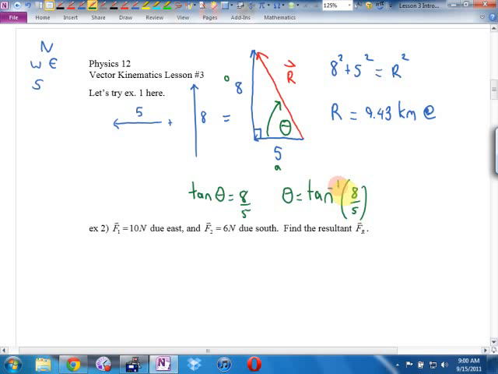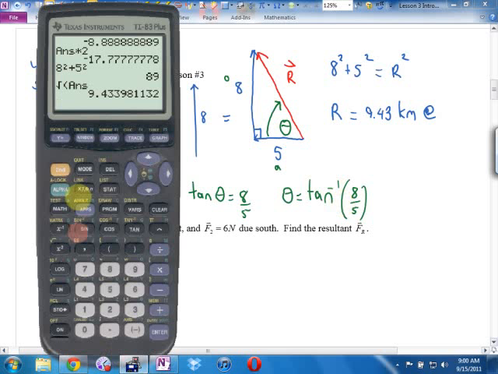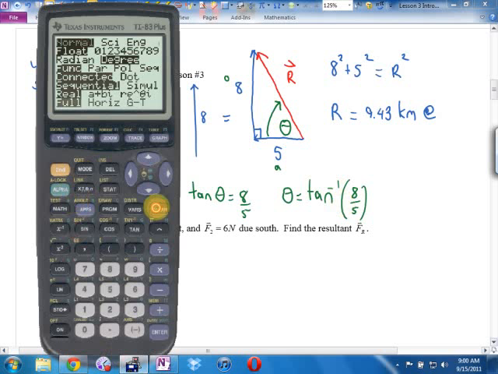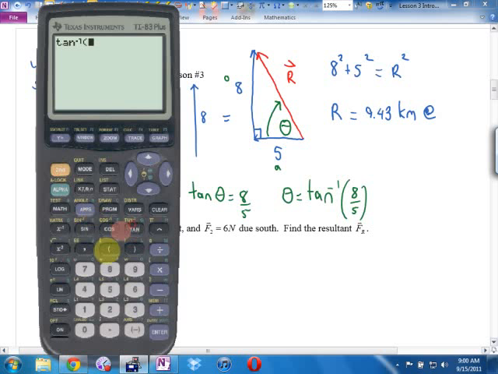You may see some British textbooks call that the arc tan. And I've occasionally seen a calculator that calls it arc sine, arc cos, and arc tan right above it, because that's another fancy word for the inverse of the tangent or the cosine or the sine. But little negative 1 is easier to write. What's the angle? How big? Let me make sure I'm in degrees. I am. Inverse tan of 8 over 5. 58 degrees.